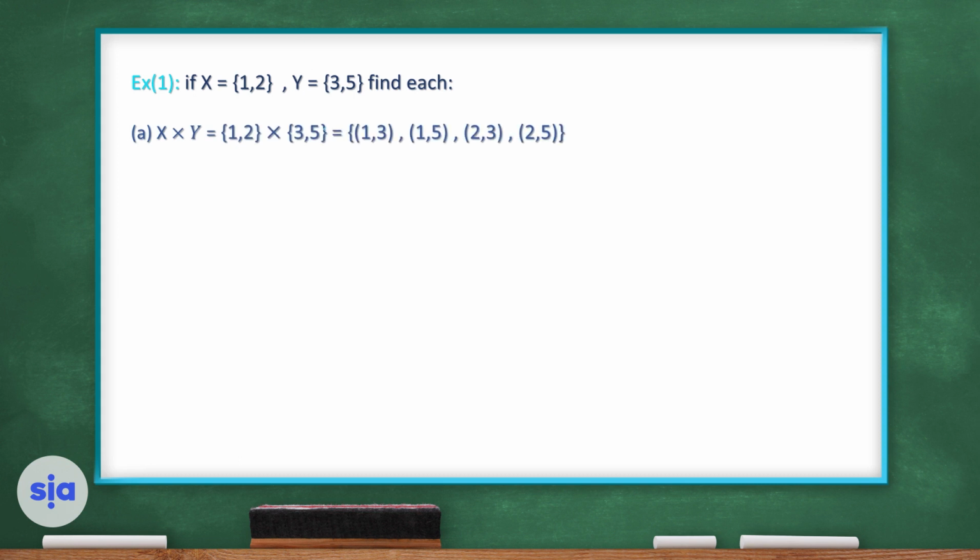As you can see in front of you, the elements of x are 1 and 2, so every element in x will take an element in y. So the 1 will take the 3, and also the 1 will take the 5. After that, the 2 will take the 3, and then the 2 will take the 5. So here we have a new set of ordered pairs: (1, 3), (1, 5), (2, 3), and (2, 5).